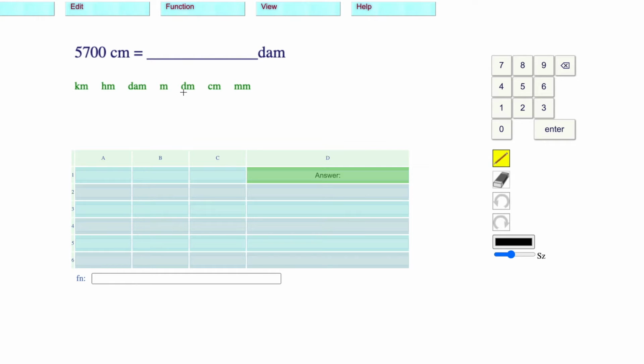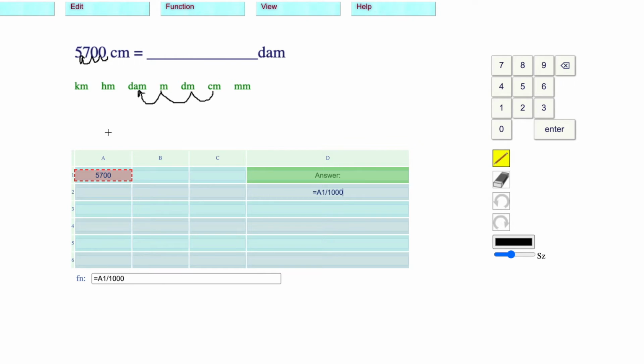So the other way we can do it is we're moving from centimeters to decameters. So that is 1, 2, 3 steps on the diagram that way. We could just move the decimal point 1, 2, 3 steps like that, or we could take our number, which is 5,700, and divide by 1,000. It's equal to that divided by 1,000.